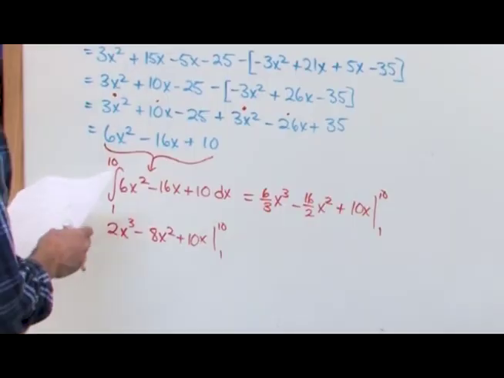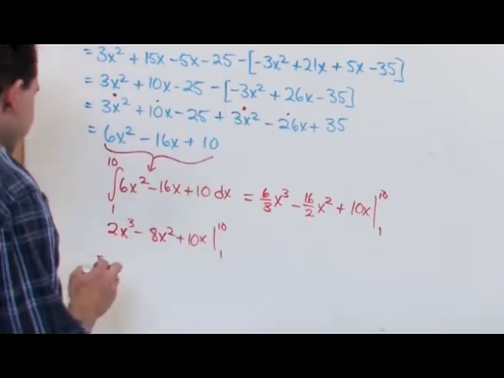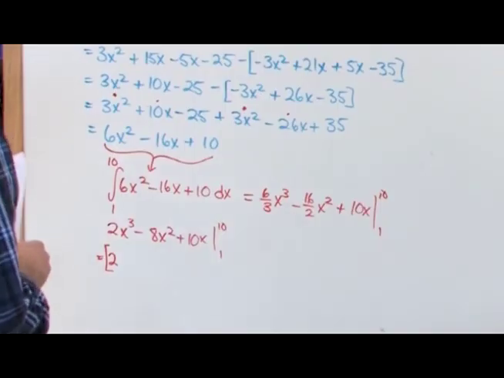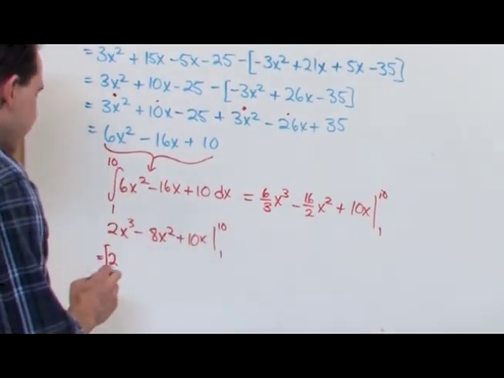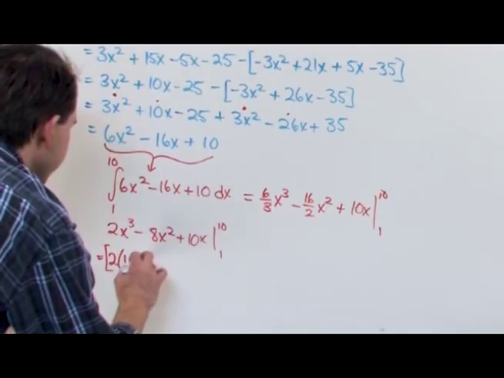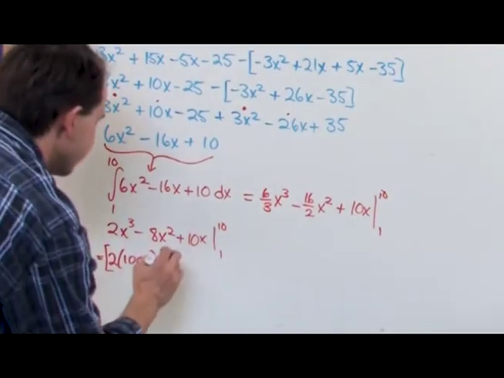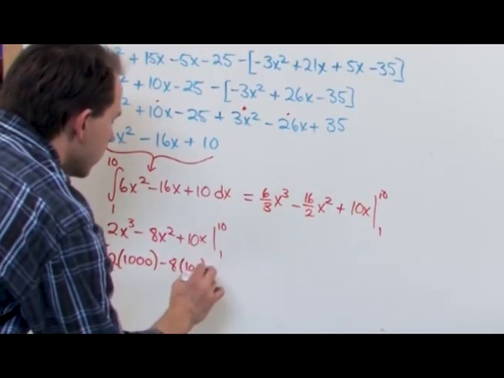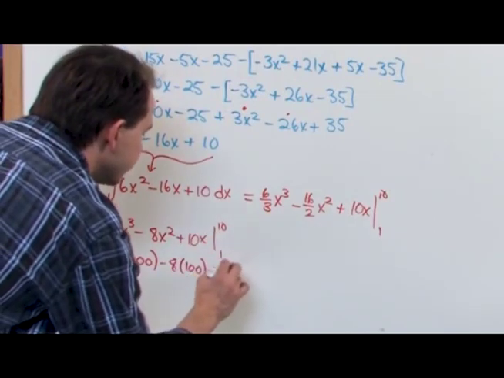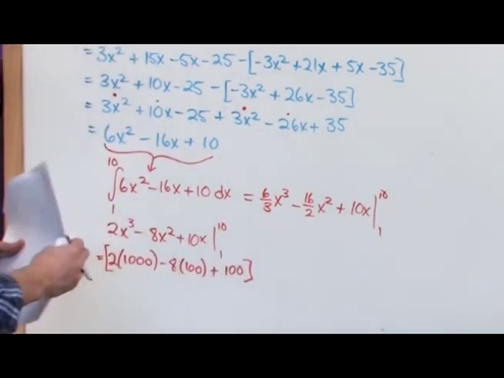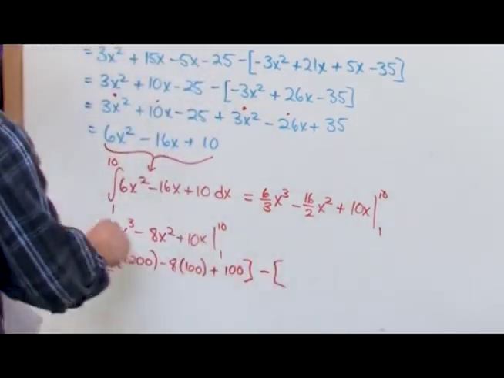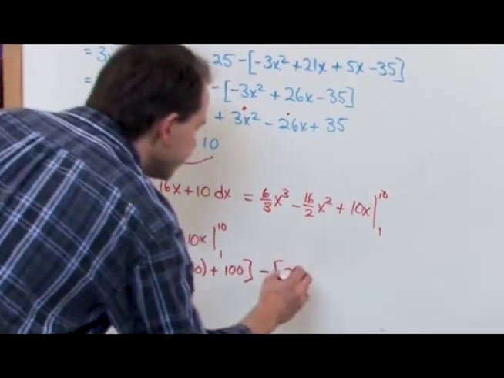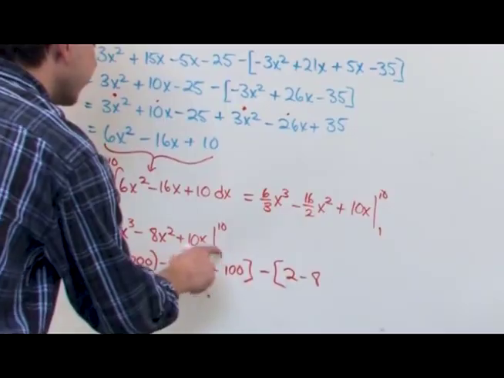Then what I'm going to have here is, evaluating at 10, 2 times 10 cubed. What is 10 cubed going to come out to be? 10 cubed is going to be 1,000. So I'm going to have 1,000 right here minus 8 times 10 squared, that's going to be 100. Plus 10 times 10 is going to give me 100. And that's evaluated at 10. And I'm going to subtract off evaluating everything at 1. So I'm going to have 2. Obviously 1 cubed is 1, so it just drops away. Minus 8. And then plus the 10 because I'm evaluating at 1.